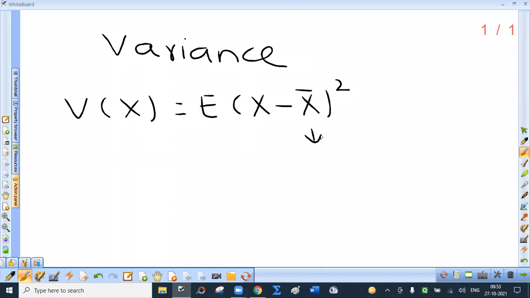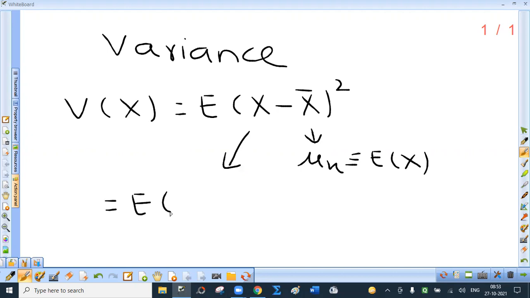This x bar is nothing but mu x, that is expected value of random variable. Now, can we simplify this? I mean, can we simplify this part? Yes, we can. How? E of what? What is a minus b bracket square? It is a square minus twice ab plus b square.